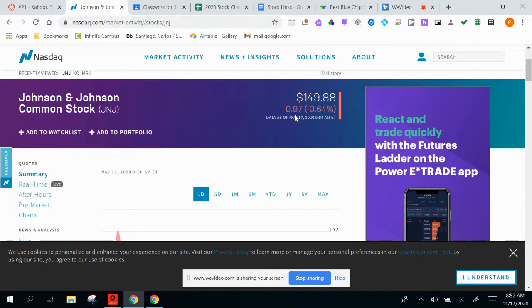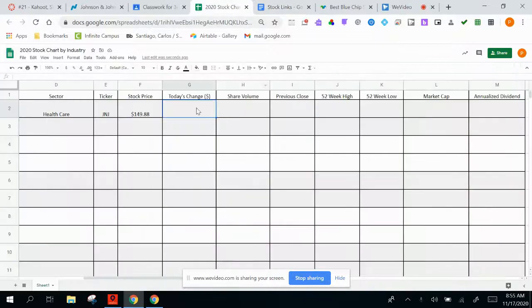So I'm gonna try to grab that. It's gone down 97 cents. So in today's change, I'm gonna go ahead and put minus $0.97. It's gone down 97 cents since the start of the day today. If it's a positive number, no need to put a plus, just put in the dollar amount.